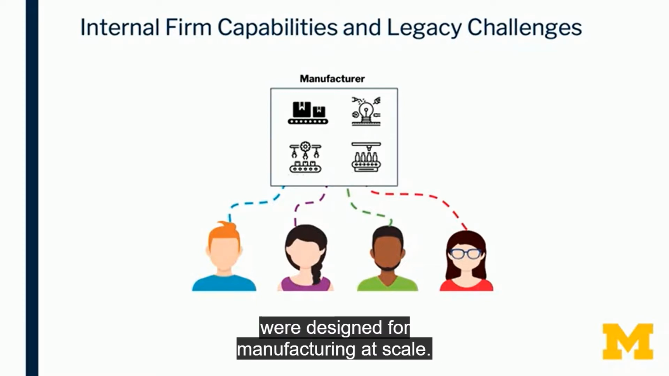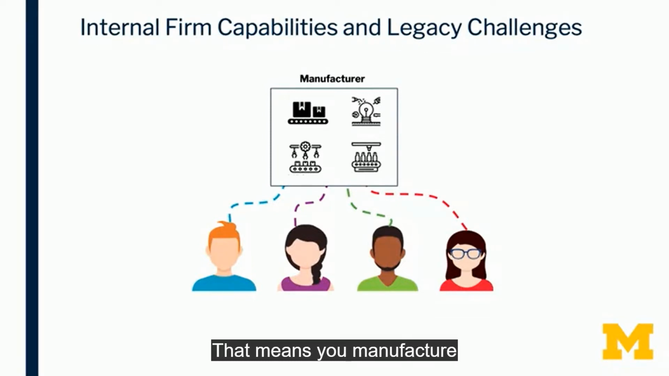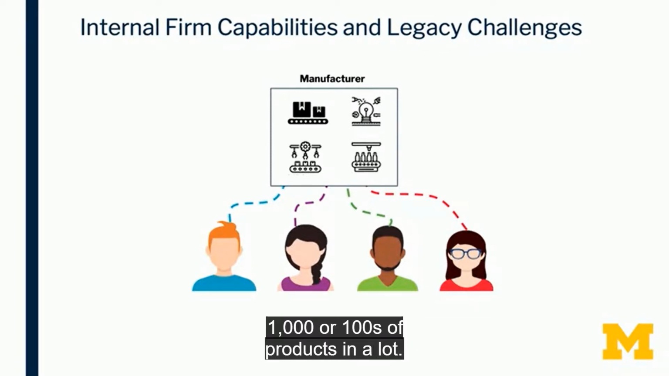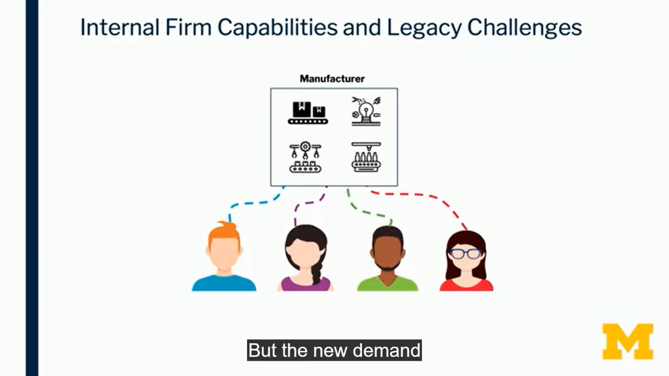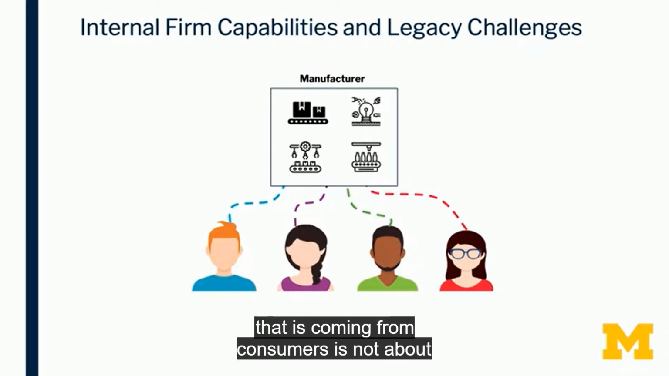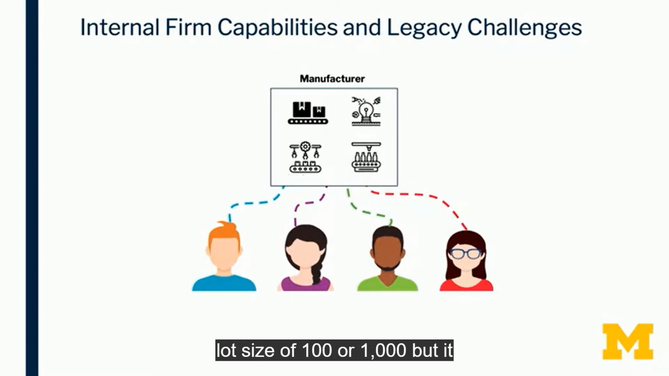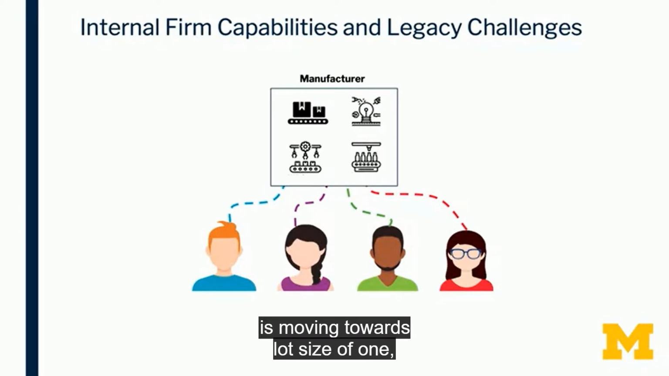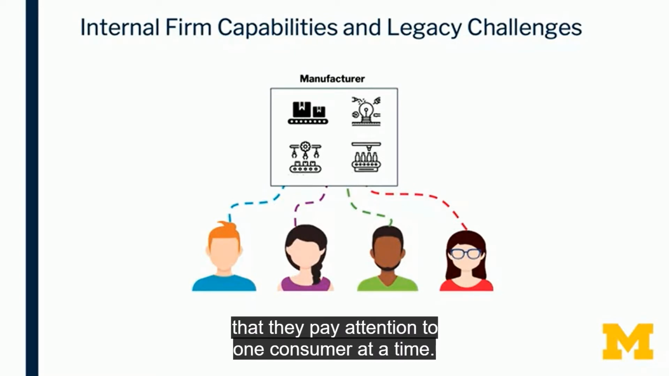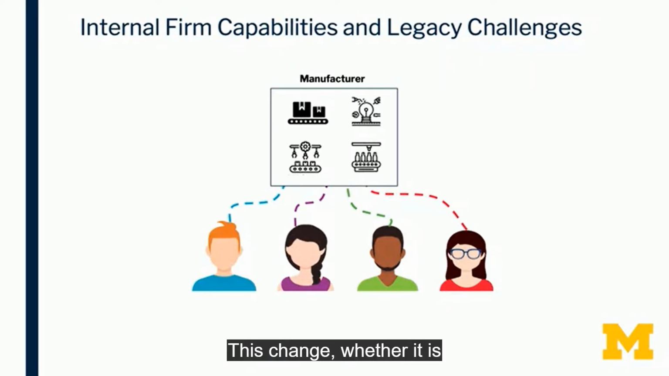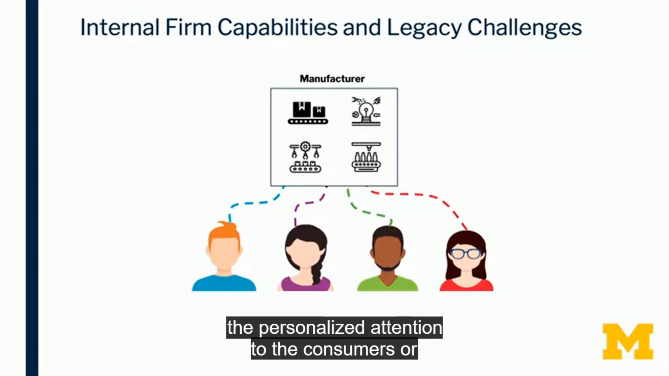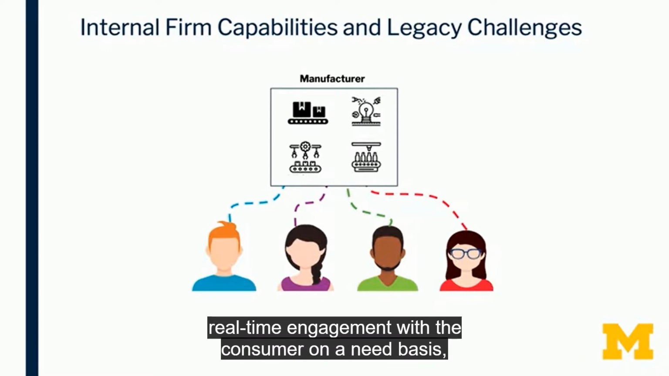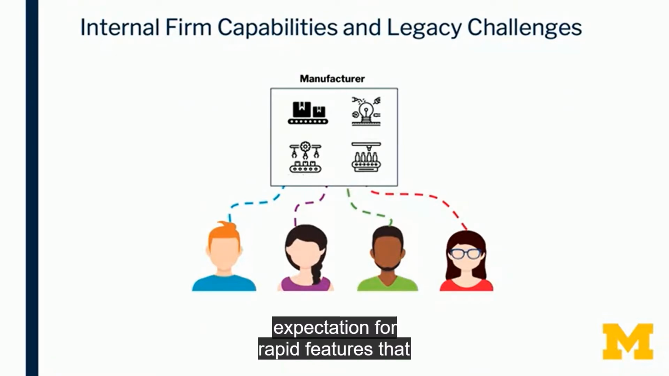That means you manufacture 1,000 or hundreds of products in a lot. But the new demand that is coming from consumers is not about lot size of 100 or 1,000, but it is moving toward lot size of 1, that they pay attention to one consumer at a time. Now, this change, whether it is the personalized attention to the consumers or the expectation of the consumers for real-time engagement with the consumer on a need basis, expectation for rapid features that are being raised by the consumers.